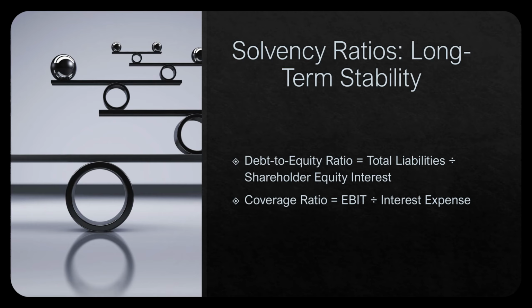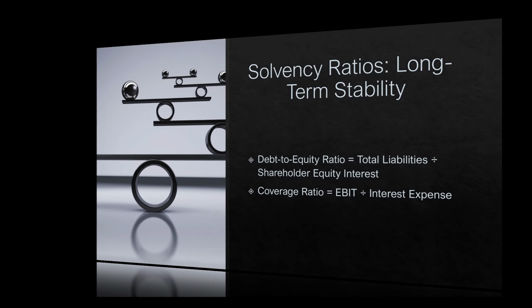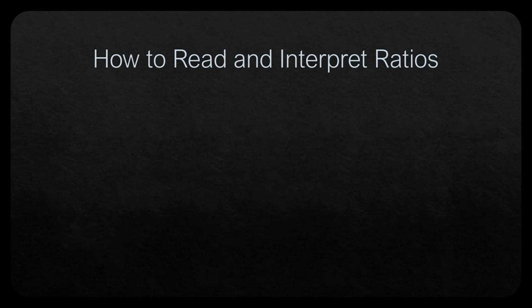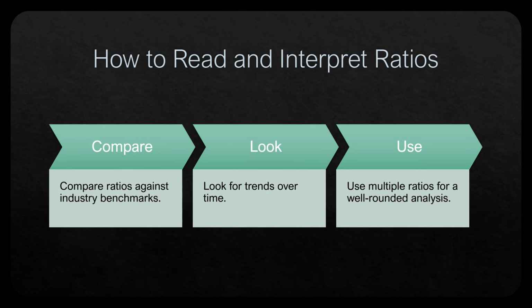So now that we've covered the core categories of the financial ratios and some of the most commonly used ratios within each of those categories, we can now move on and discuss how to read and interpret ratios. And that comes down to compare, look, and use. You want to compare ratios against industry benchmarks. Again, it's important to note that what is good in one industry might be bad in another.